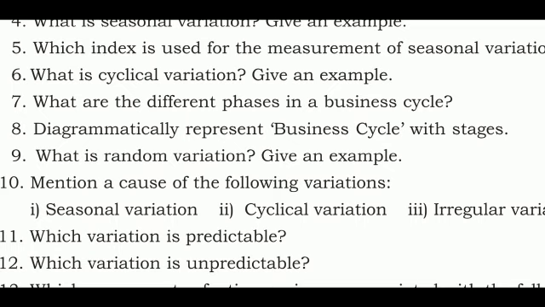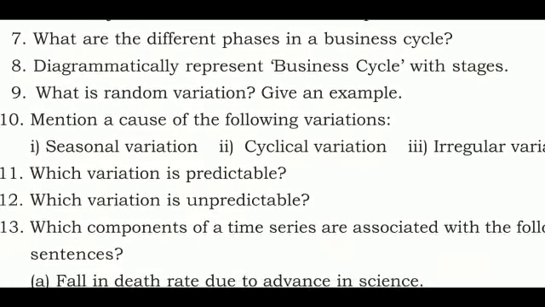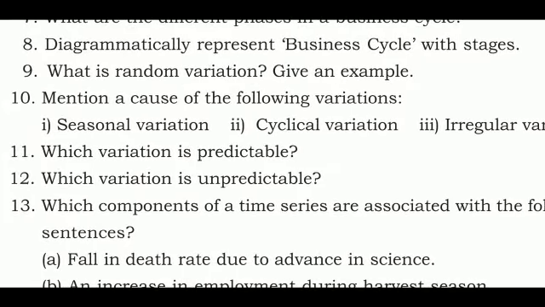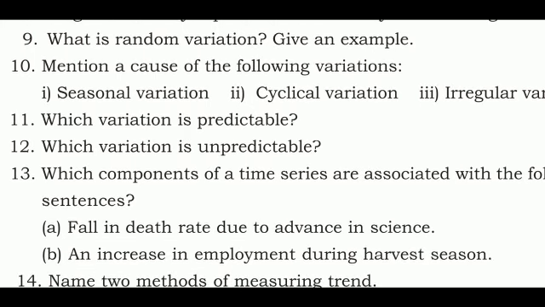Then what is random variation? Give an example. Random variation is nothing but irregular variation, or it is also called erratic variation. Then the next question would be, mention a cause of the following variations. What is the cause of seasonal variation? Seasons are the cause. Cyclical, business. Irregular variations, I mean, natural things or calamities which happen unknowingly. Which variation is predictable? The variation which you can predict, which you are sure about. That is seasonal variation.